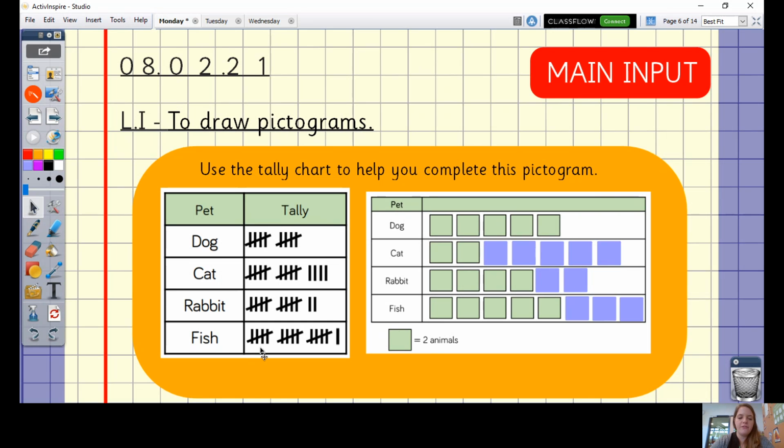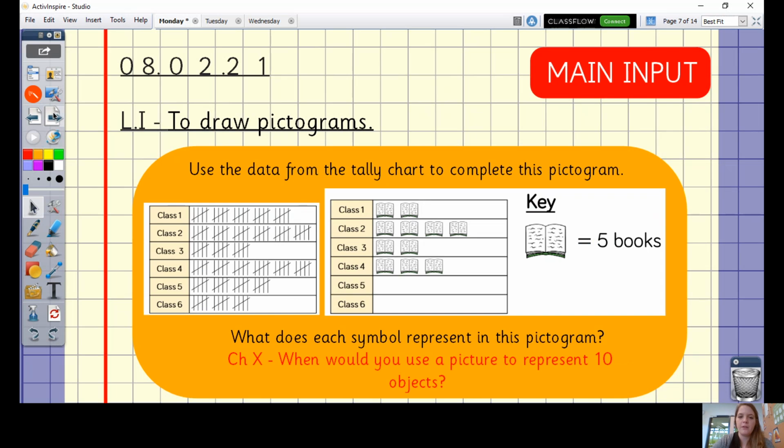And then the amount of fish in my tally chart is 16. Let's just count in twos to check. 2, 4, 6, 8, 10, 12, 14, 16. There are 16 fish in total, and there I've added 3 more squares. Okay, that was your first pictogram and tally chart. Have a look at another one.